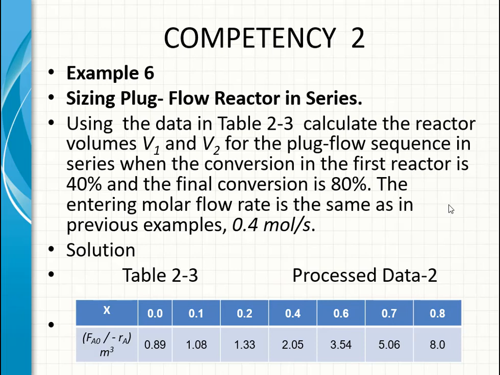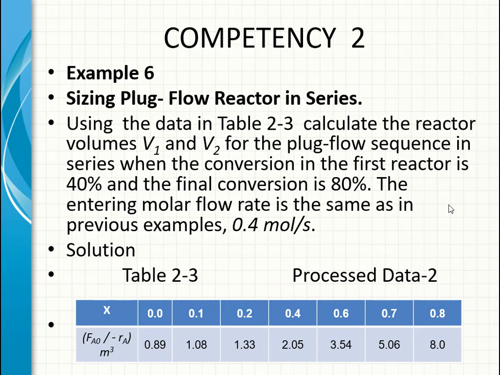And now we are going to example number 6, sizing plug flow reactors in series. Using the data in table 2.3, calculate the reactor volumes V1 and V2 for the plug flow sequence in series when the conversion in the first reactor is 40% and the final conversion is 80%. The entire molar flow rate is the same as in previous examples and is equal to 0.4 moles per second.